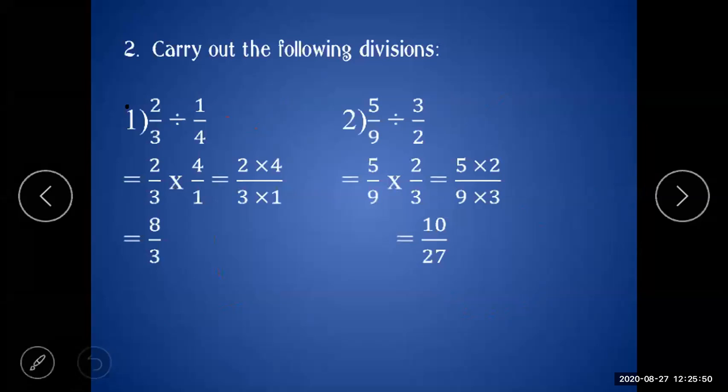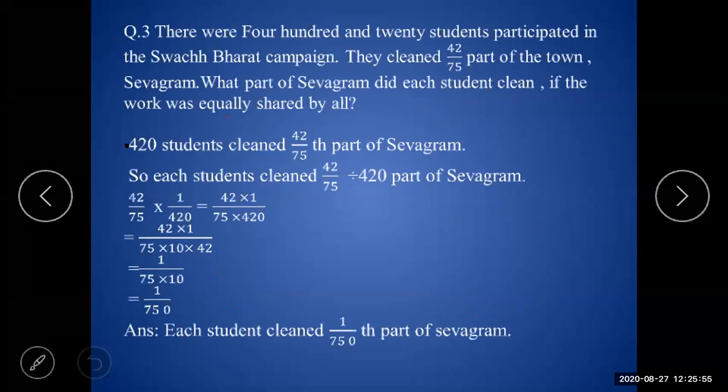I hope you people have completed the work. Now we will move to the last part of this exercise, the last sum of this exercise. Now this is a word problem. We will discuss it first and then we will solve it. Now the question number 3, I'm going to read the question. There were 420 students who participated in the Swachh Bharat campaign.